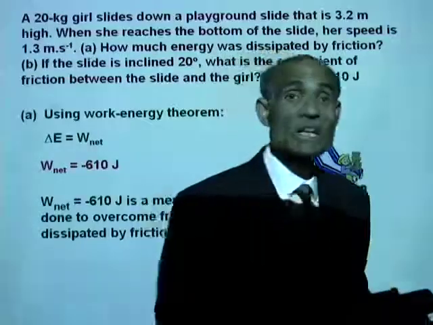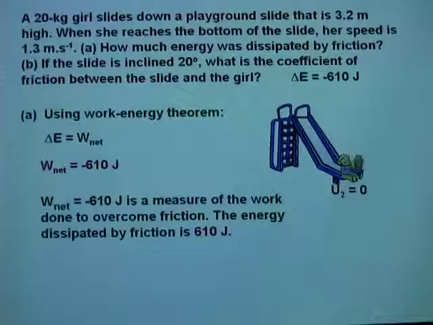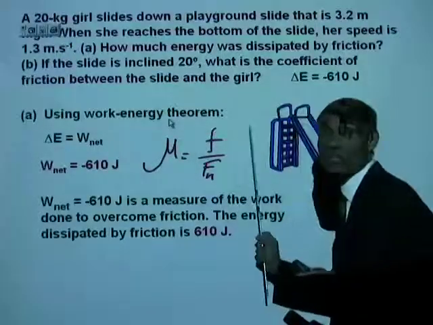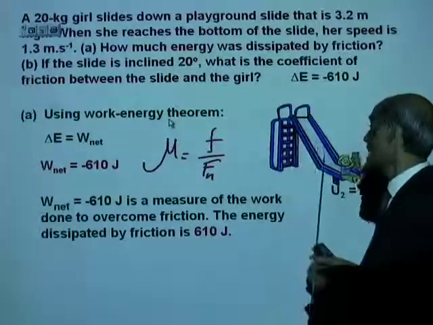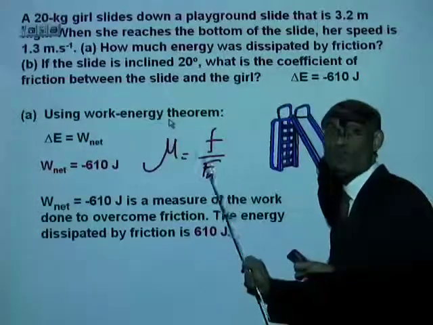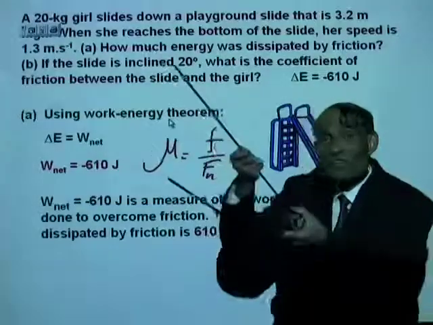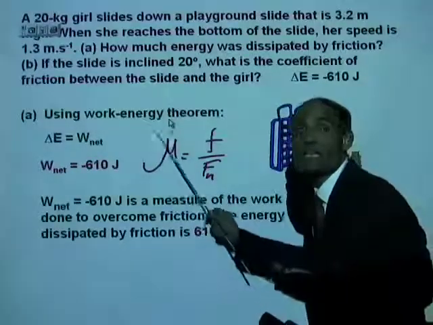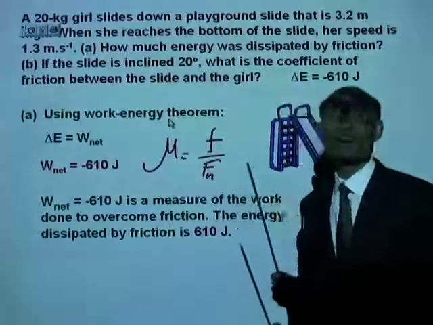The quantities you need are, if you remember, the coefficient of friction mu equal to the frictional force divided by the normal force. That means we want to know the frictional force between the girl's bottom and the slide. We need to obtain that. And the normal force. In other words, what is the force pressing the girl onto the slide? That is the normal force. Those are the two values you need to obtain the coefficient of friction.